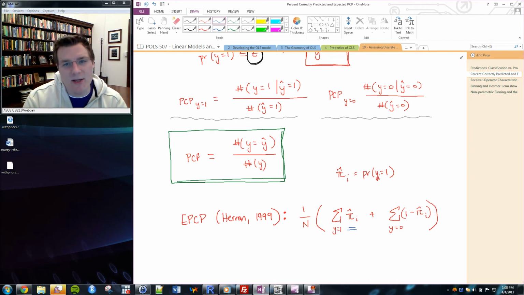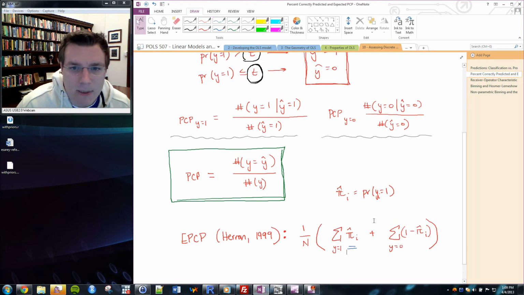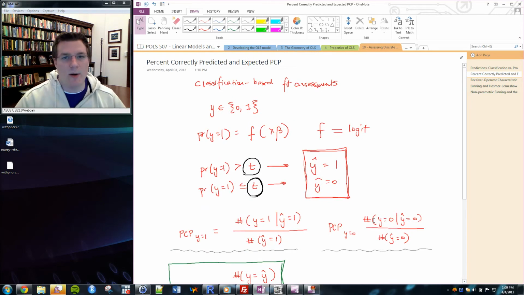It's still a classification-based statistic, though, because it's ultimately still about saying how many times did we classify an observation correctly according to the y we observed. So it's still firmly in the camp of classification-based statistics. In the case where the DGP really is classifiable in this way, you get good separation in the data generating process, it's conceivable to have a PCP or an EPCP of 1.